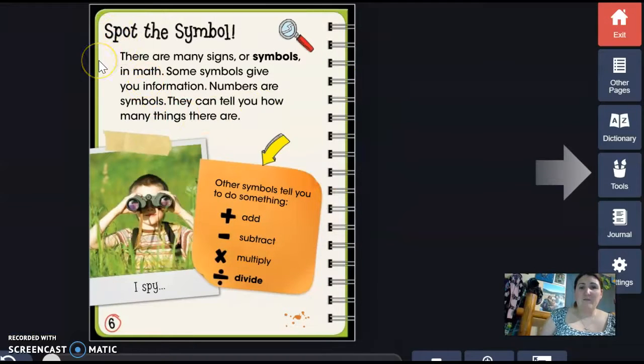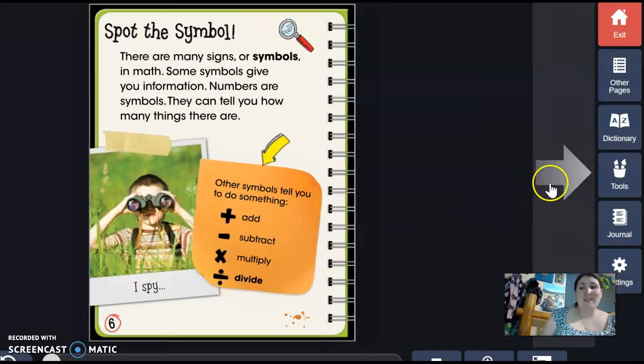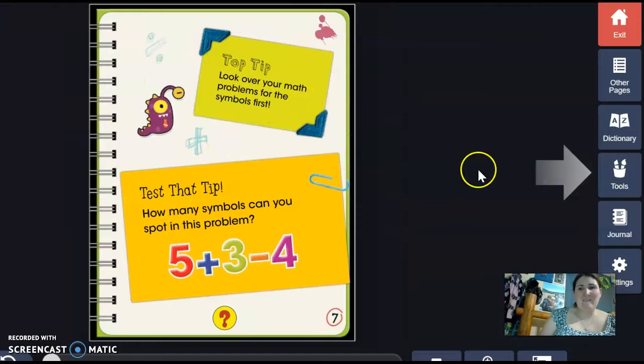And it says, spot the symbol. There are many signs or symbols in math. Some symbols give you information. Numbers are symbols. They can tell you many things. I spy, and he has binoculars. And it says other symbols tell you to do something. So here we have add. We learned that at the beginning of the year. Subtract. We worked on that last week. Multiply. That's what we're working on right now. And divide. You should have heard about division in your class from your teachers. Okay. So our top tip is look over your math problems for the symbol first.